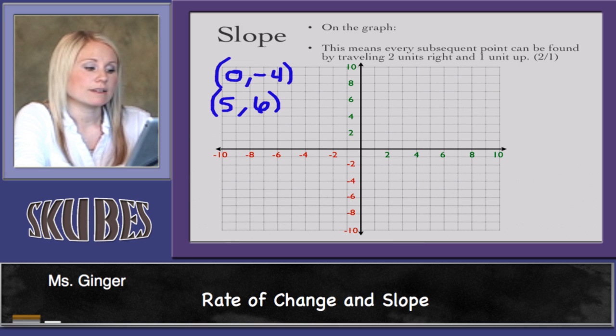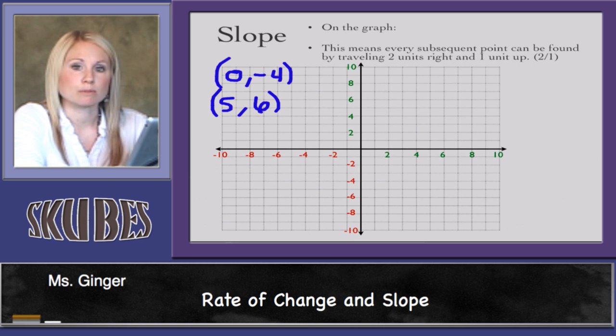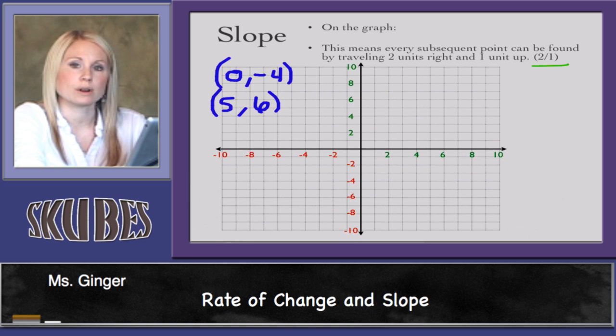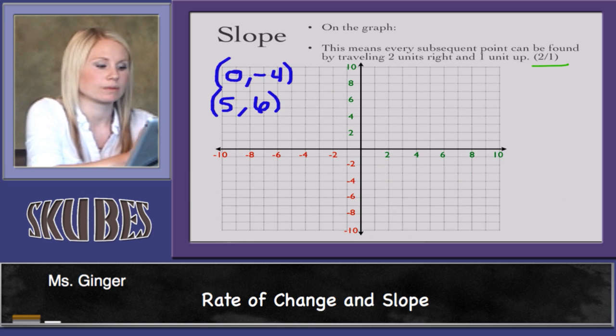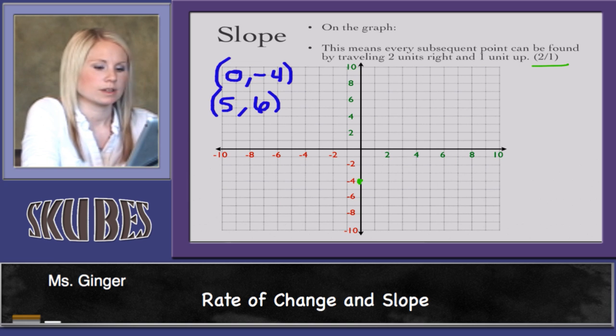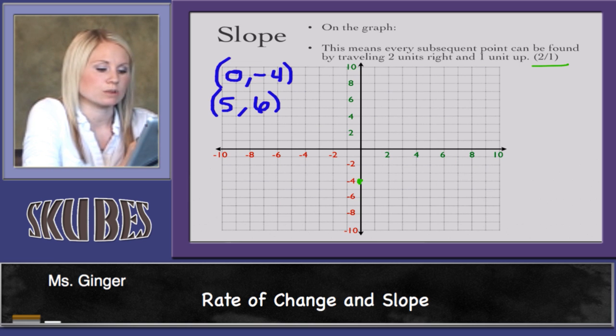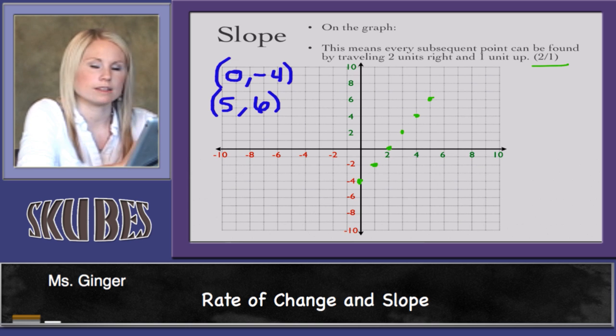Okay, so I can find slope by using my formula, and then once I do that, remember, for review, we're going to move in the direction of the movements. Ours was 2 over 1 to find each new point. So 0, -4. We found our slope to be 2 over 1, so if I travel 2 units up and 1 unit to the right, let's just make sure we do hit our point 5, 6, and there it is.